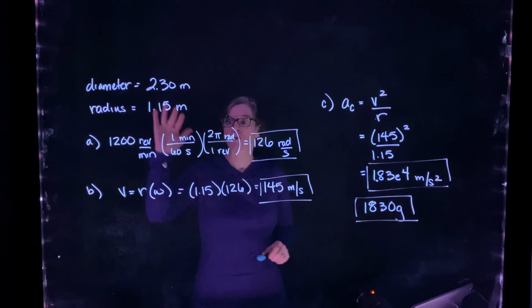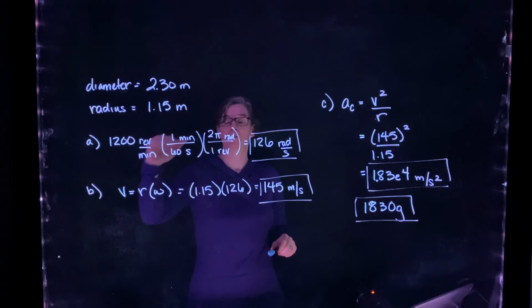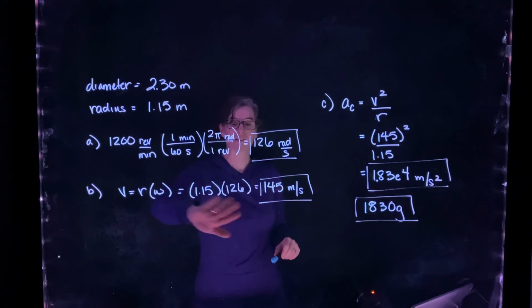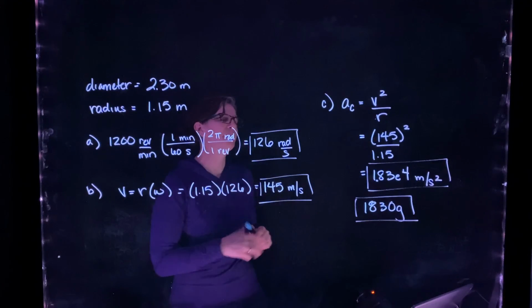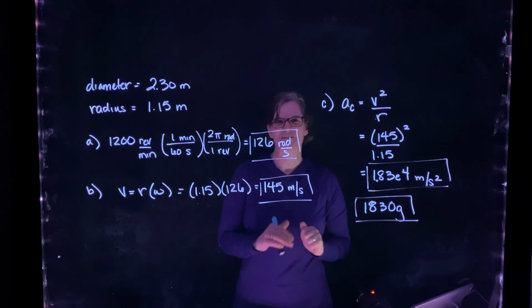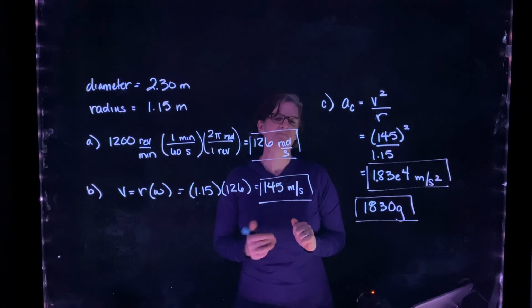All right, so we converted revolutions per minute to radians per second, determined the linear speed at the tip at that radius of 1.15 meters, and then used that to figure out our centripetal acceleration. Good job.